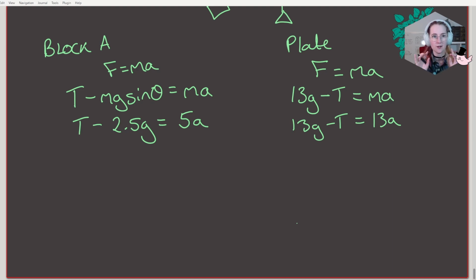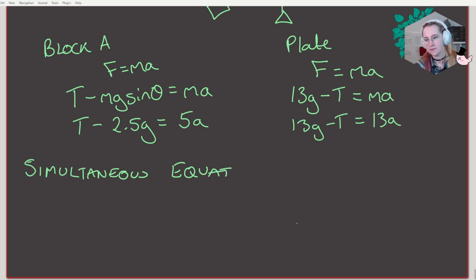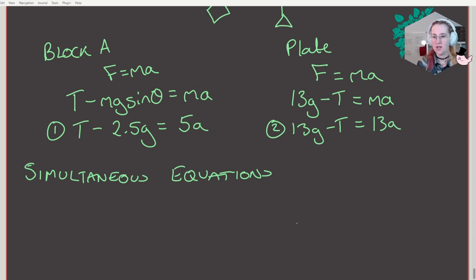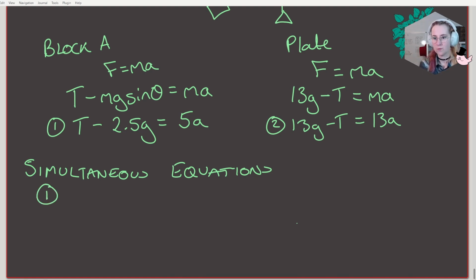Okay, so I now have two equations and two unknowns. So I need to find acceleration and I need to find tension. So these are now simultaneous equations. So I'm going to label them 1 and 2. Okay, and I can basically get rid of the T in both of them and solve for a, and then get rid of the a and solve for T. So let's do 1 plus 2.